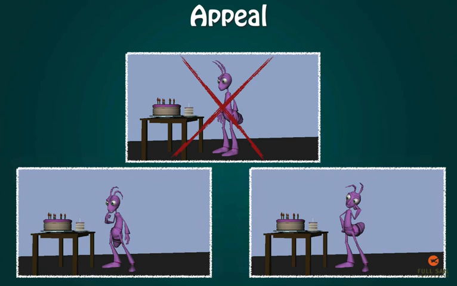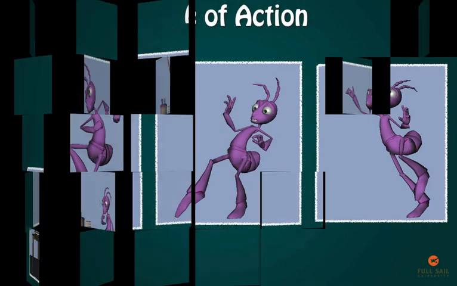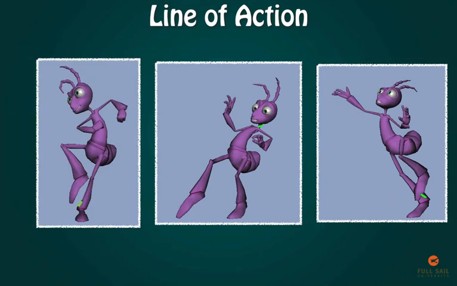Be dynamic with your posing. Reversing the line of action at important points in the scene, such as the change of emotion, can add contrast and make the pose stand out even more. A strong line of action is vital to creating strong, appealing poses.